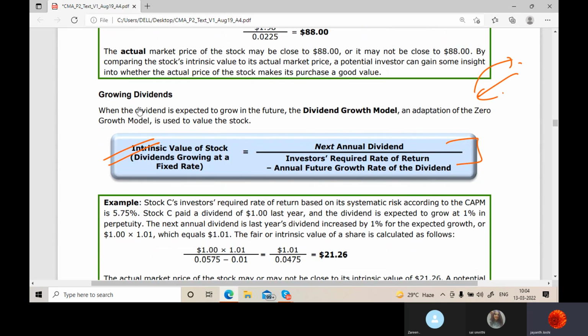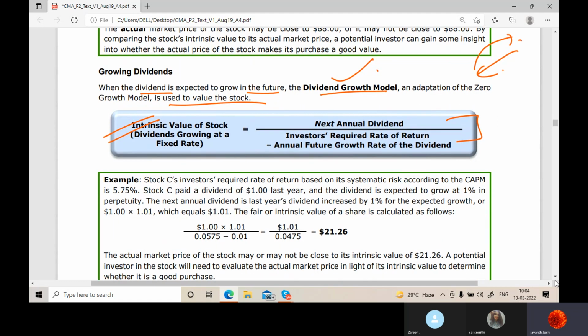So in general, when the dividend is expected to grow in the future, this model is called the dividend growth model. This is also one of the models to find out the intrinsic value of a stock. It is an adaptation of the zero growth model. Previously we had the zero growth model, now we have the dividend growth model, and this is also helpful to value the stock.